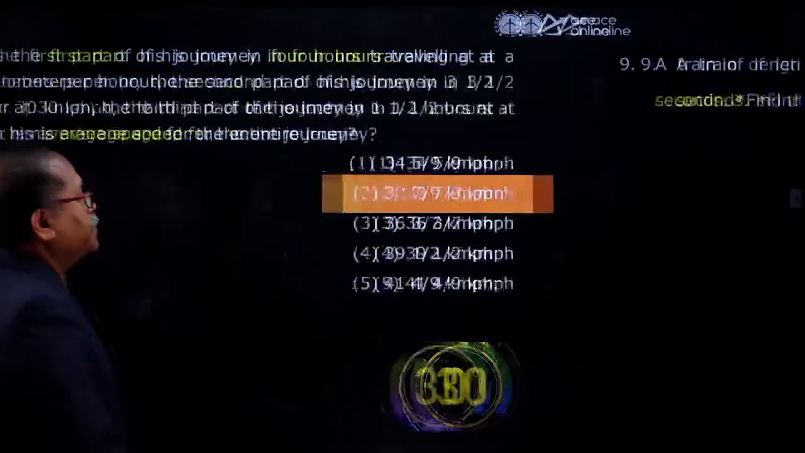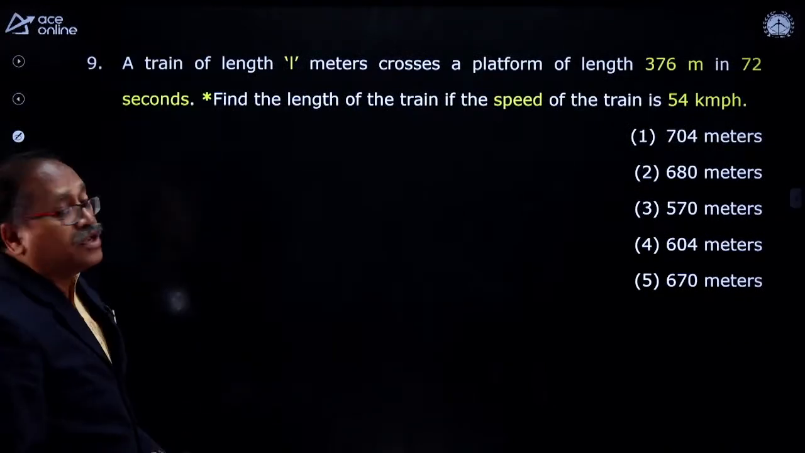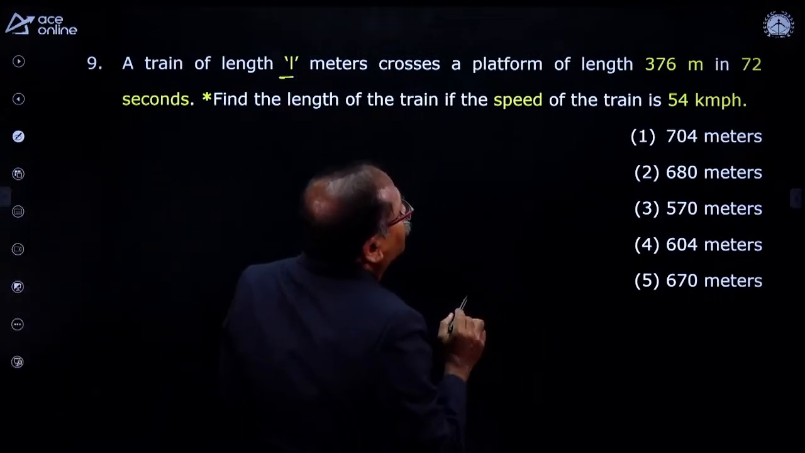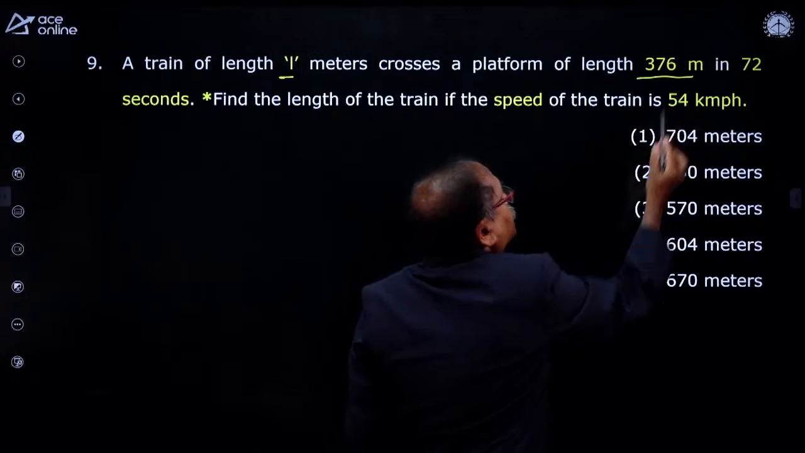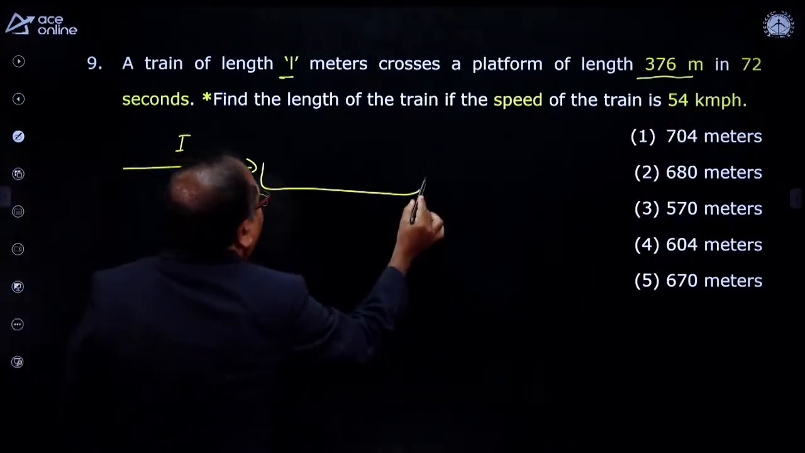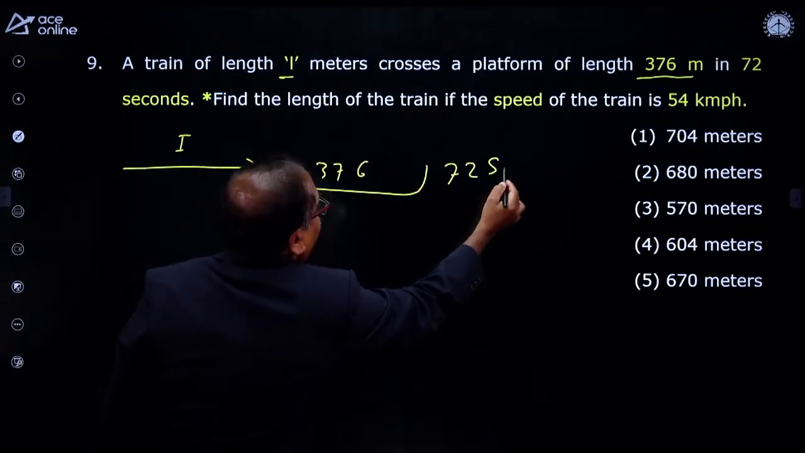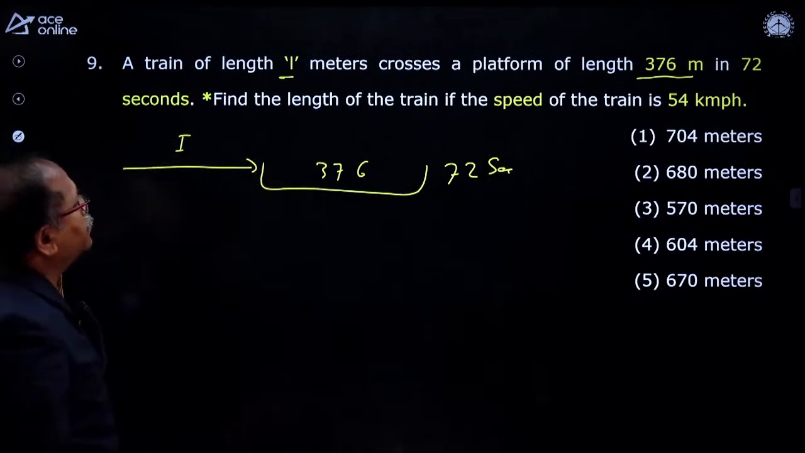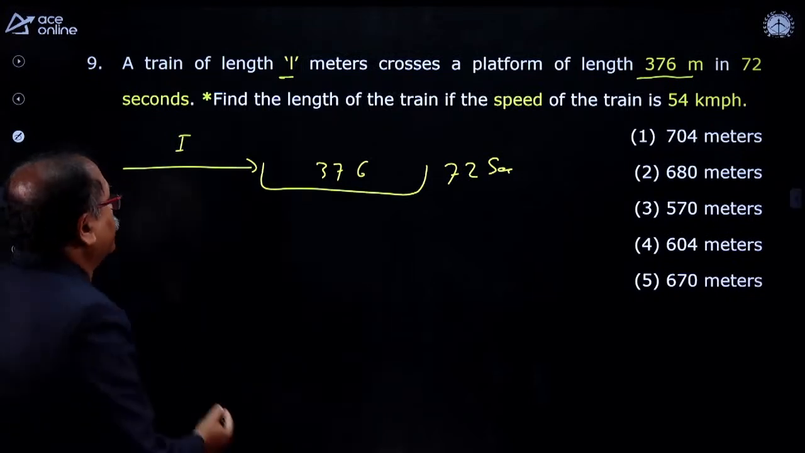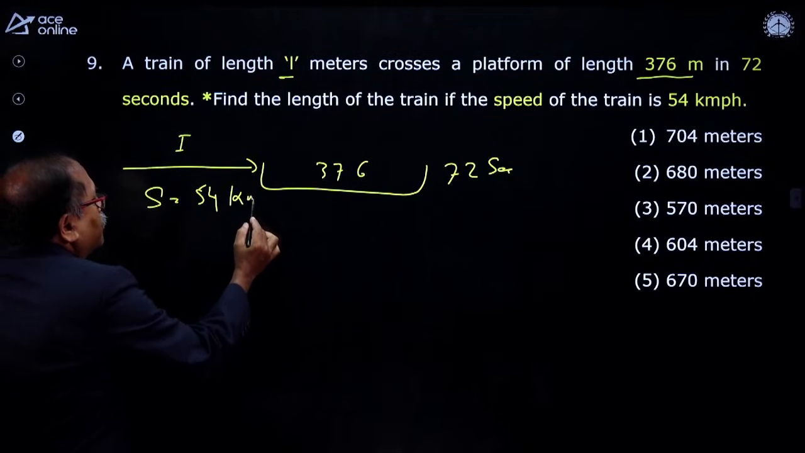The next question is this. Look at this. A train of length l meters crosses a platform of length 376 meters in 72 seconds. Okay, what is the next one? Find the length of the train if the speed of the train is 54 km per hour. Here the speed is given to us as 54 km per hour.